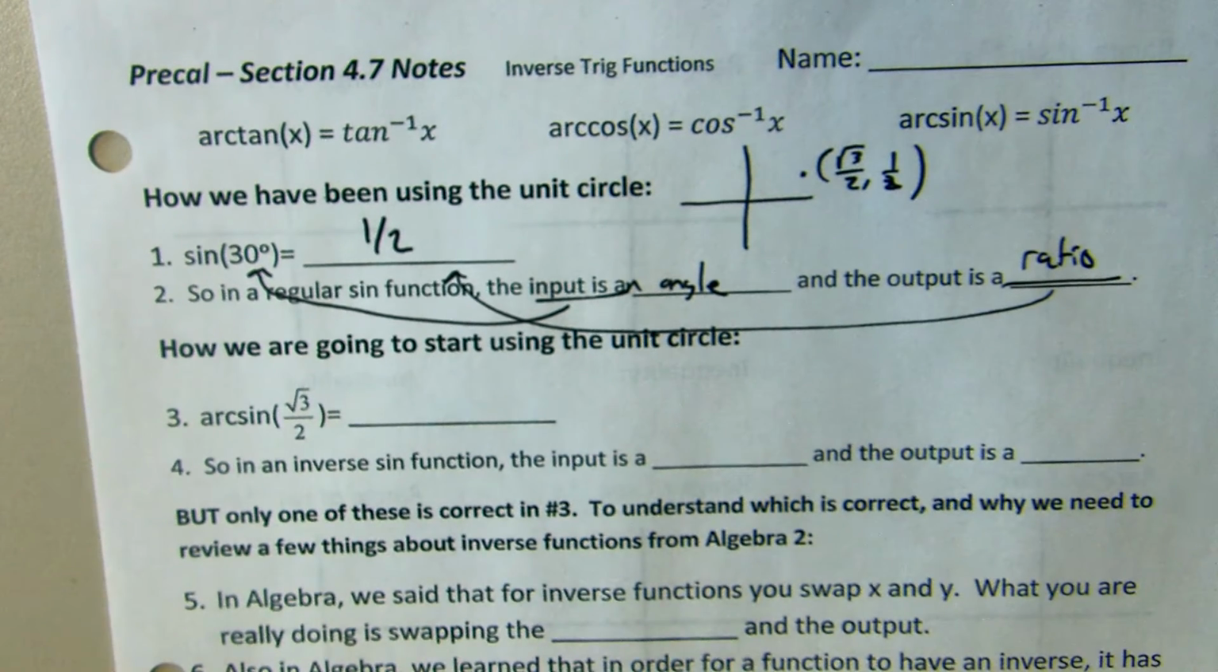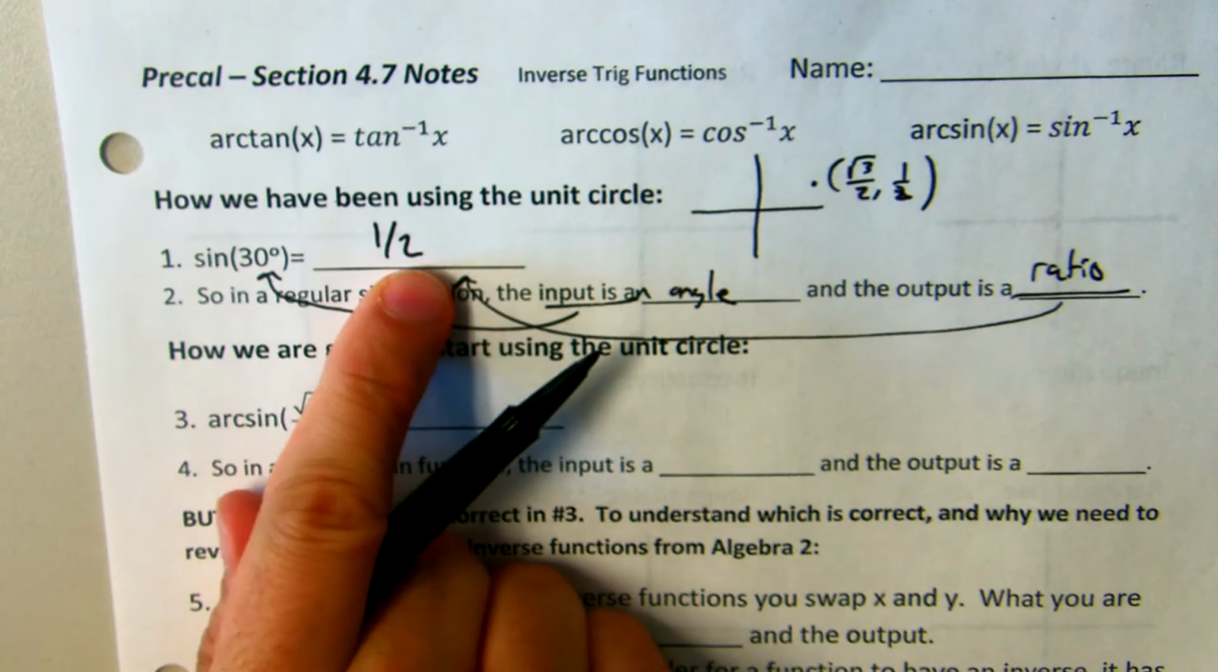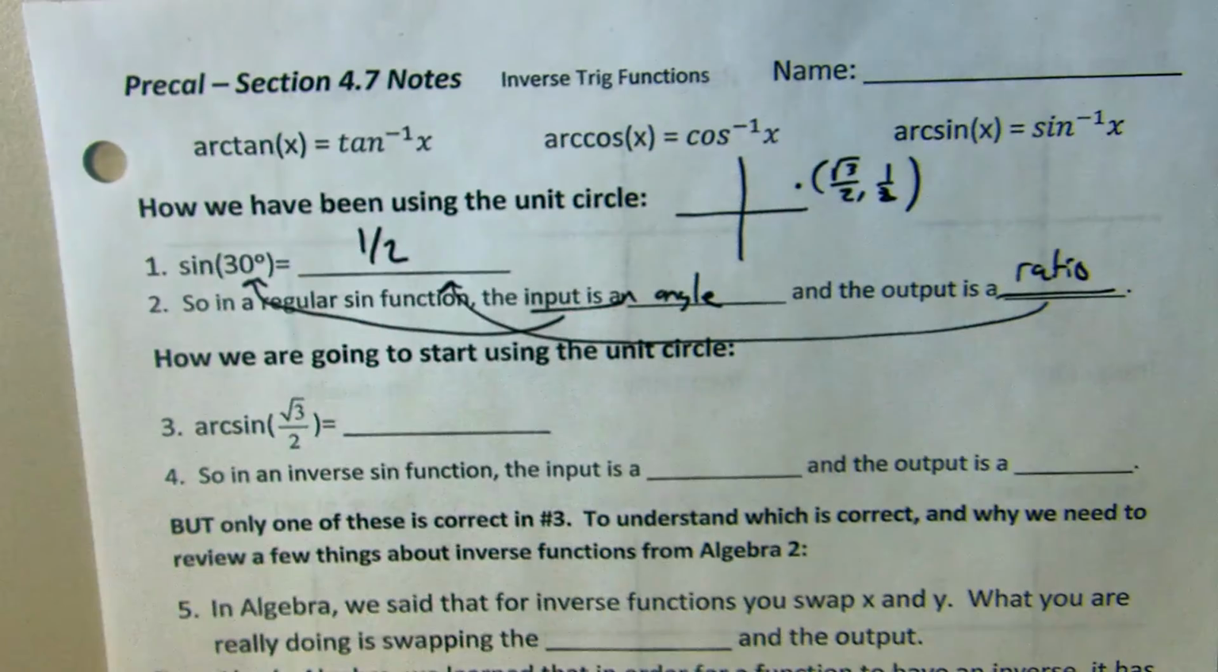Okay. Well, inverse functions, they're just where we're swapping the input and the output. So we're no longer going to be plugging in an angle, we're going to be plugging in a ratio. And we're no longer going to be getting a ratio, we're going to be getting an angle instead.